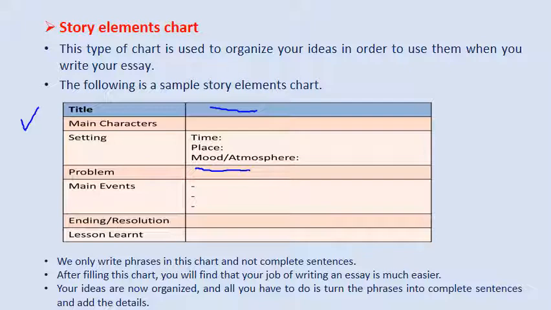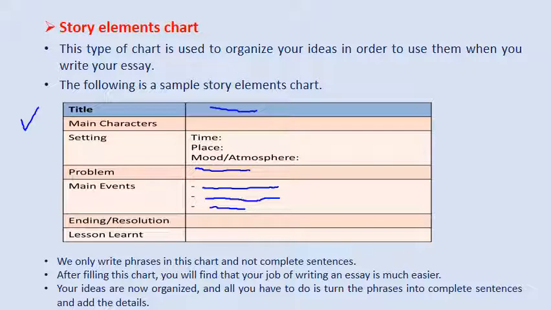The main events, you can divide them into three points or a maximum of four points. You don't need more than that. And here you need to write in phrases. For example, a narrator decided to study in the attic. He took all his books with him but forgot one book and later had to go and get it. He saw a scary scene, etc. Just quick phrases, don't write full sentences.